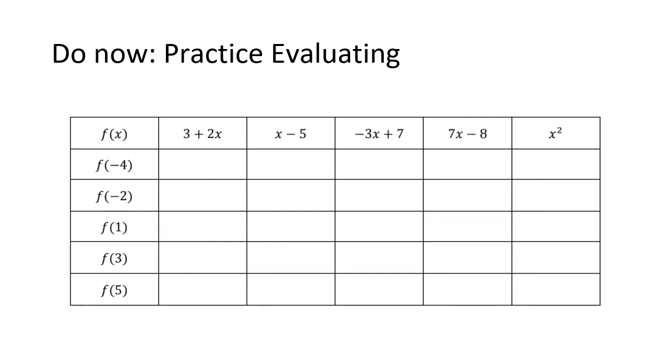Today, you're starting off your do now with a little bit of practice. Your practice is going through and utilizing function notation. Remember, function notation tells me that I am substituting this value in for x. So here I just have 3 plus 2 times -4, and I'm going to evaluate that. That's going to give me -5.